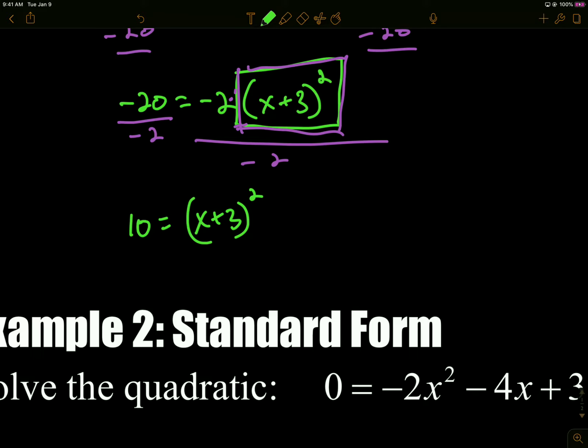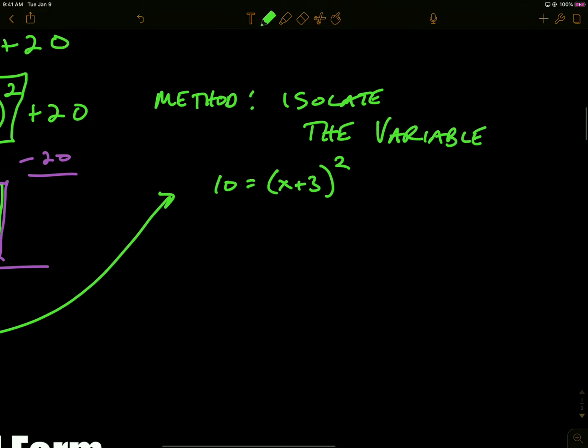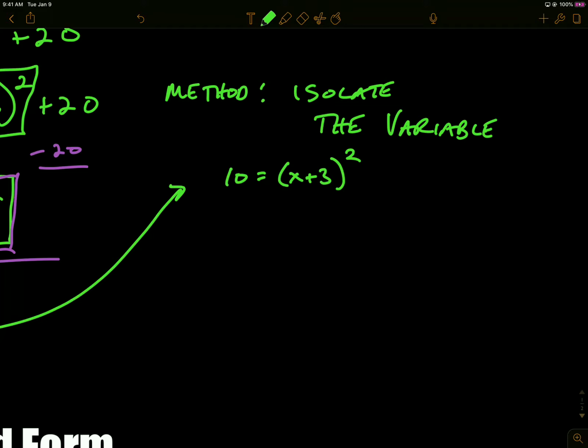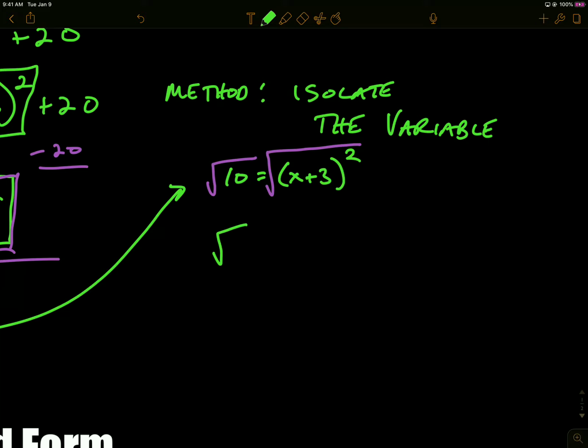Now I want to get x by itself. So I'm just going to recopy this because I need some more room. I've got 10 equals x plus 3 squared. If I want to get x by itself, here's the part where I can break down the square. The way you undo the square is to square root both sides. So on the left side, 10 is not a perfect square, so I'm going to leave it as the square root of 10, and it's going to be plus or minus.